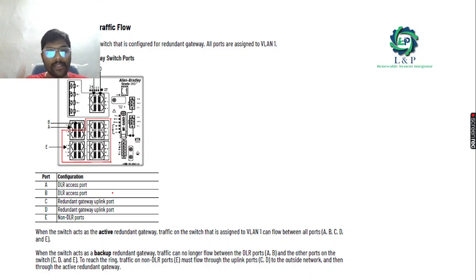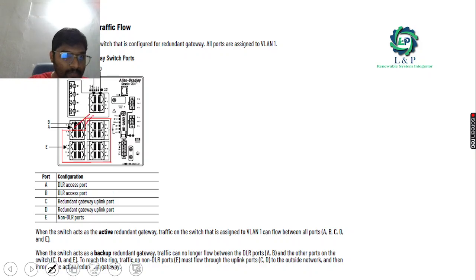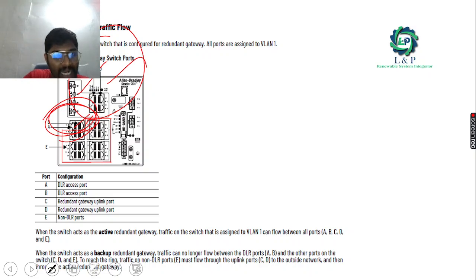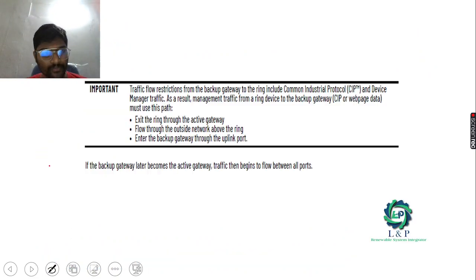So here let us have a simple example. Consider port A. Ports 1 and 2 will be the DLR access ports, these ports A and B. Next, consider this C and D part. These will be the redundant uplink ports, C and D, where we are going to connect your cables. These ports will be used as DLR access ports, and these are non-DLR assigned ports.